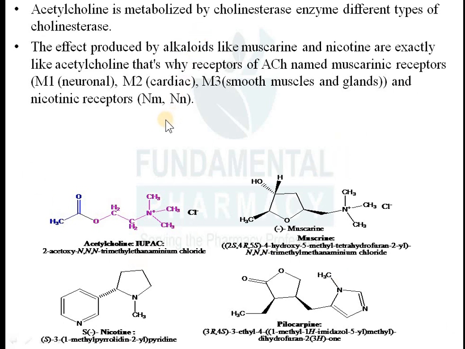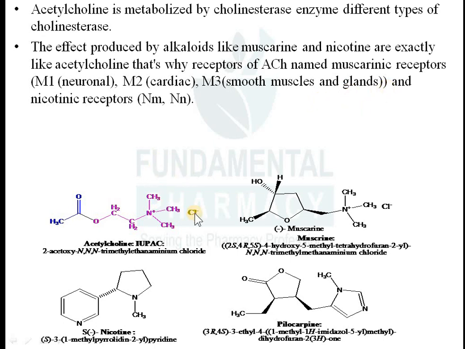Okay, so the muscarinic receptor is named so because there is one alkaloid known as muscarine. That is the alkaloid known as muscarine. Here is the structure. That muscarine will produce a similar reaction to acetylcholine, and that's why the receptor is known as the muscarinic receptor. It has subtypes like M1, M2, M3. M1 is present in the neuronal ending, M2 is present in the cardiac muscle, and M3 is present in the smooth muscle and glands.